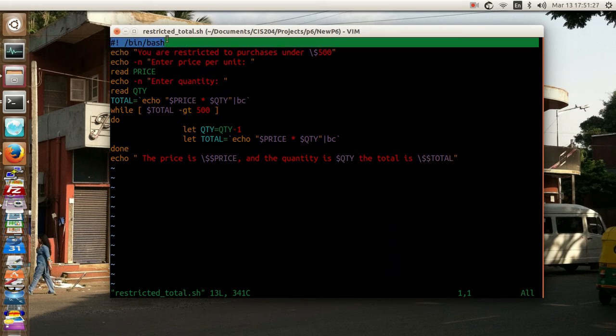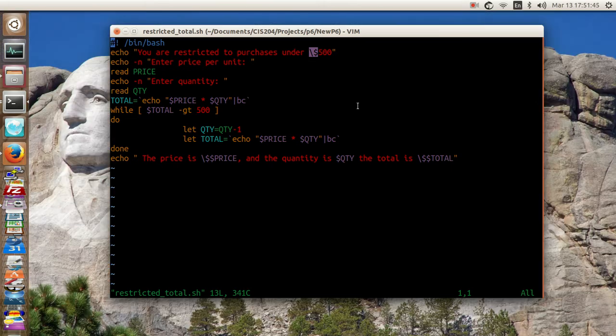You've got bin bash, right? Then it has an echo: you are restricted to purchases under $500. Notice what I did here. Normally the $ shows up in front of a variable, in other words, show me what the variable actually contains, not the name of the variable. So in order to get the $ to show up, I have to ask echo not to treat the $ as a meta character, but treat it as a literal, and that's why the escape is there.